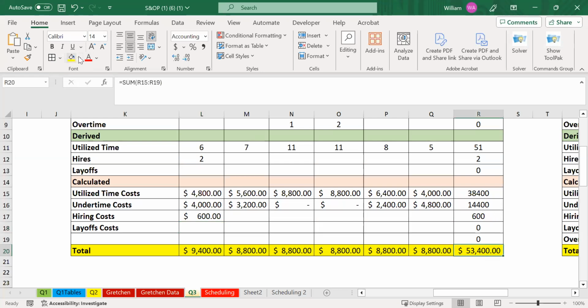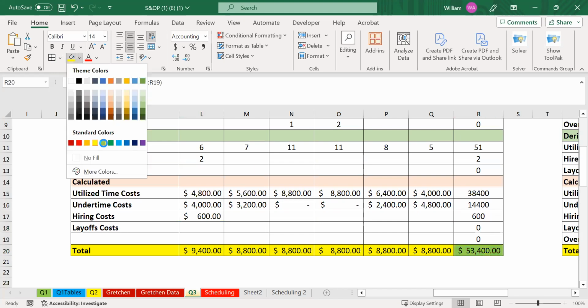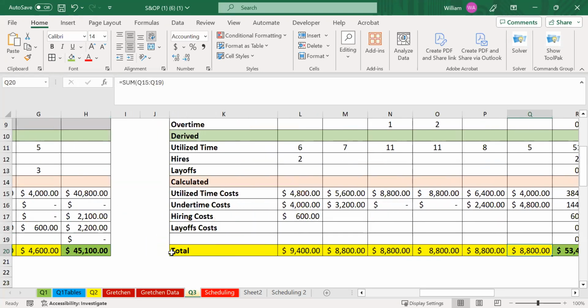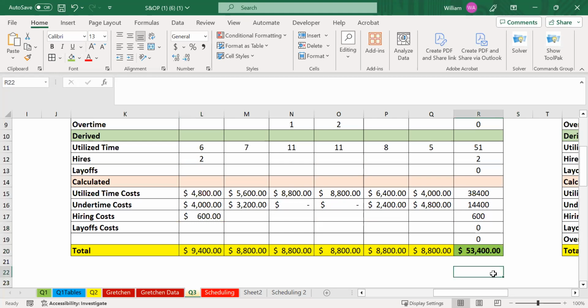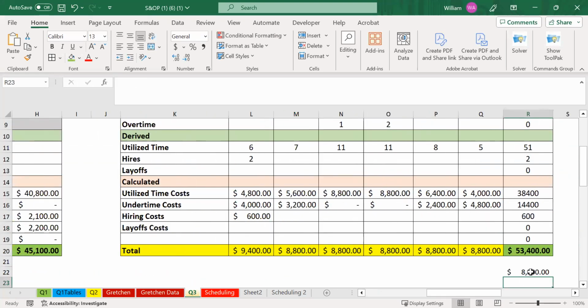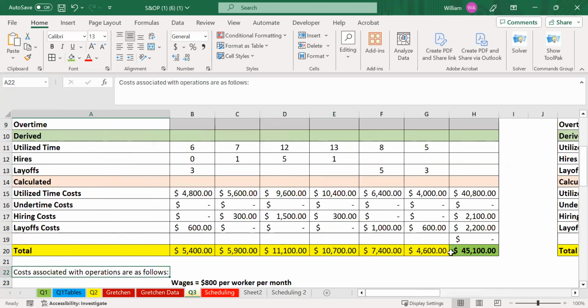And now I can compare this value right here to what we calculated with the chase strategy, which was 45,000. So it's quite a big difference. The difference between the two strategies equals 53,000 minus 45,000. Okay. So the chase strategy ends up costing us $8,300 more than the level. Sorry, the level strategy costs 8,300 more than the chase strategy. So I would stick with the chase strategy because it results in a lower total cost. Okay, and now you can use that to answer the question.